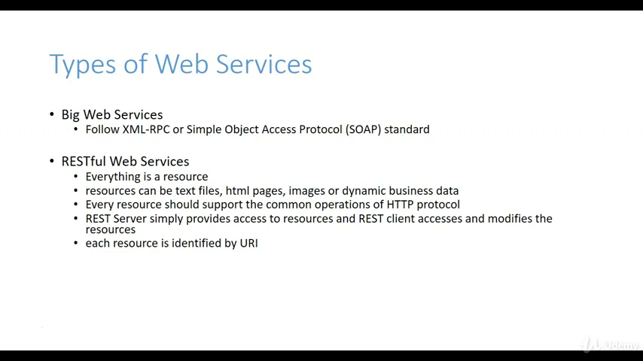For those of you who are not familiar with what a MIME type is, it is nothing but a way to tell about the type of data that a file holds, so that the software handling the file uses appropriate handling, just like if Windows identifies that it is a PDF file, it opens it with Acrobat Reader. Every resource should support the common operations of the HTTP protocol. A REST server simply provides access to resources and a REST client accesses and modifies the resource. Here each resource is identified by URIs.